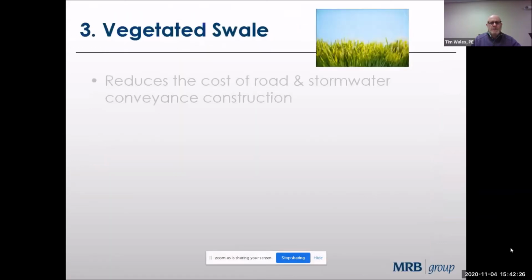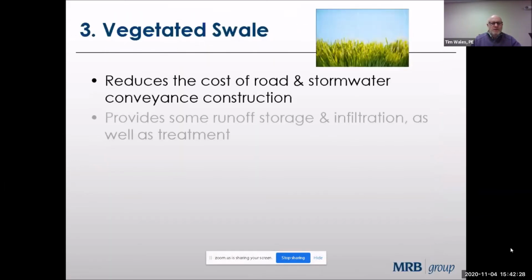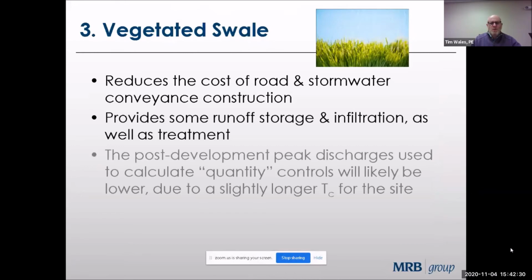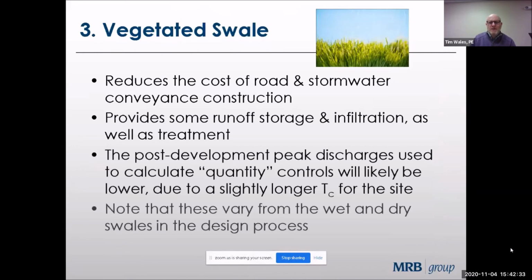So you can use vegetated swales. These reduce the cost of roads, stormwater conveyance, and construction, and provide some runoff storage and infiltration, as well as treatment. Post-development discharges used to calculate quantity controls will likely be lower due to the slightly longer time of concentration for the site. In other words, using these, it takes longer for stormwater to get through them and eventually impact areas off-site or go to areas of gray infrastructure.